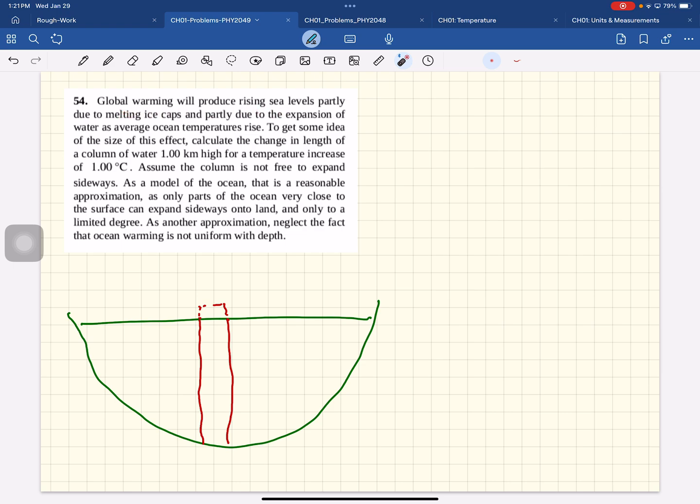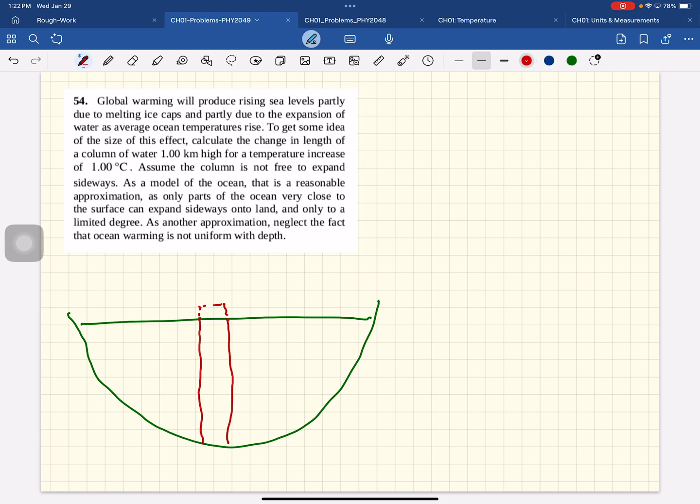Global warming will produce rising sea levels, partly due to melting ice caps and partly due to the expansion of water. So we are calculating the sea level rise because of expansion. To get some idea of the size of this effect, calculate the change in length of water 1 kilometer high. The average depth of the ocean is about 4 kilometers, and the warming is 1 degree Celsius.